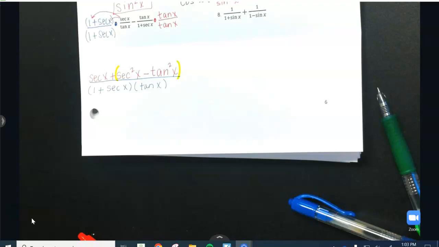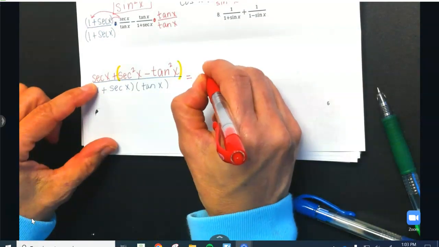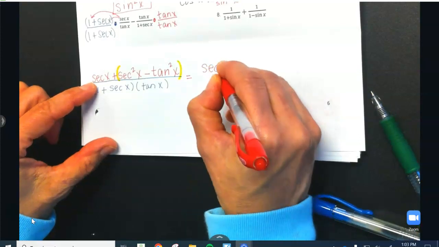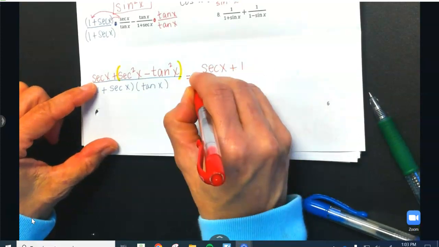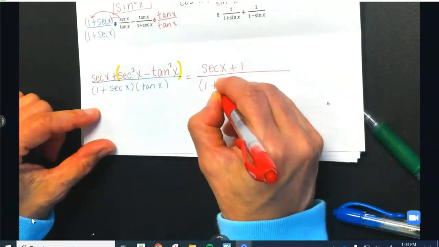So what are those parentheses equal? That's right. So it's going to be secant x plus 1 on the top over that denominator.